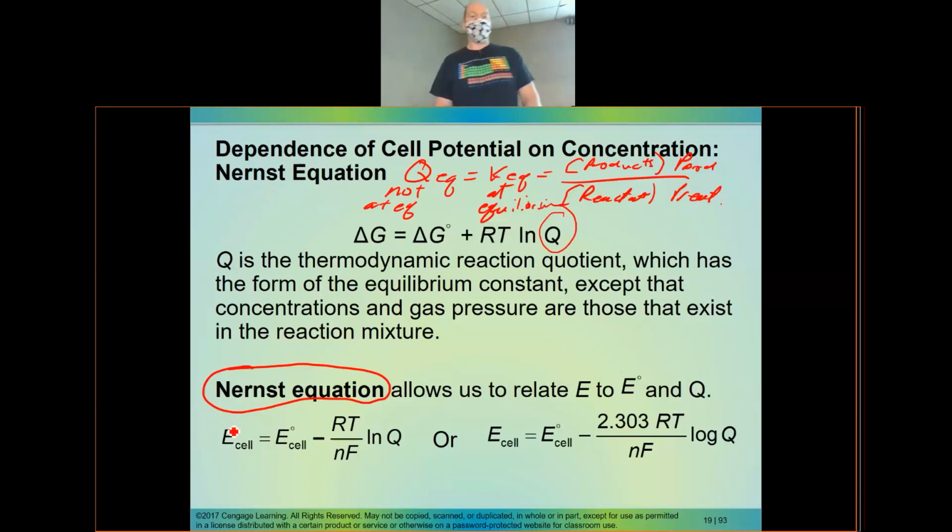All right, and so we have our E cell. This is what you read if you made something and hooked up your voltmeter. Your E naught cell is from table 19.1, so you always calculate your E naught cell from table 19.1. That's when your concentrations are all 1 molar and all your gases are at 1 atmosphere of pressure. If you have different concentrations or different pressures of gases, then you're not an E naught cell. Then you are an E cell, and you have to calculate it by finding your Q value by taking the concentration of products over reactants.